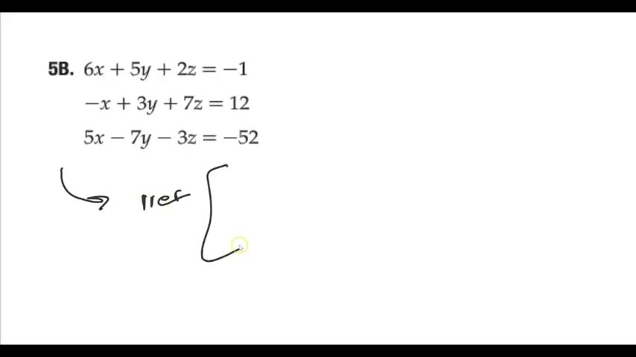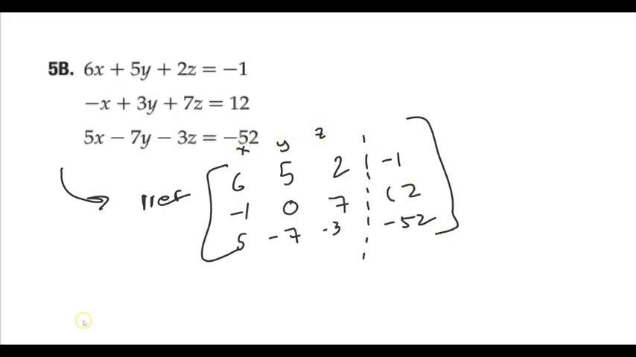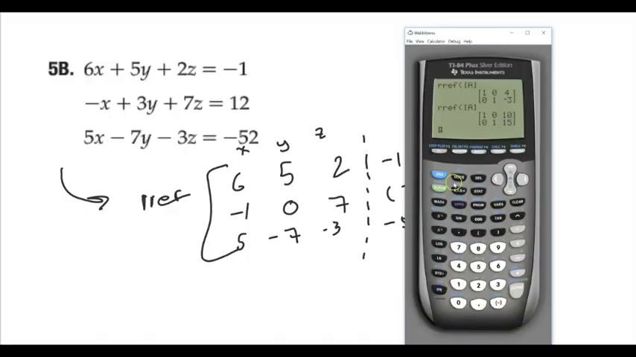RREF of all this. The key thing to keep in mind is don't forget the negatives. If something's missing, you put a 0. If there's no Y here, you put a 0 as its placeholder. This has to be column X, column Y, and column Z. All we can do is put that in my calculator. Second matrix, a big 3 by 4. We type it all in.